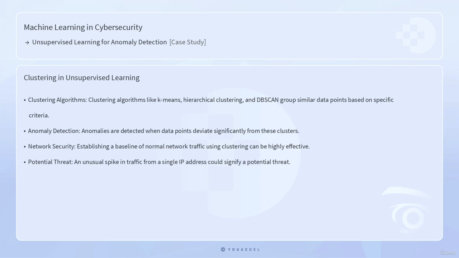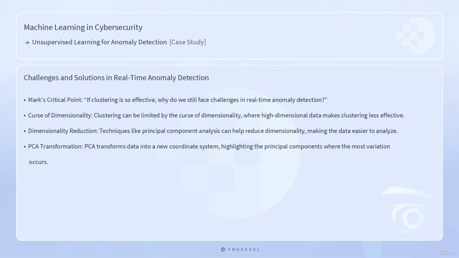In the context of network security, establishing a baseline of normal network traffic using clustering can be highly effective. For instance, what if an unusual spike in traffic from a single IP address were detected? This could signify a potential threat. Emily's colleague, Mark, raises a critical point. If clustering is so effective, why do we still face challenges in real-time anomaly detection?